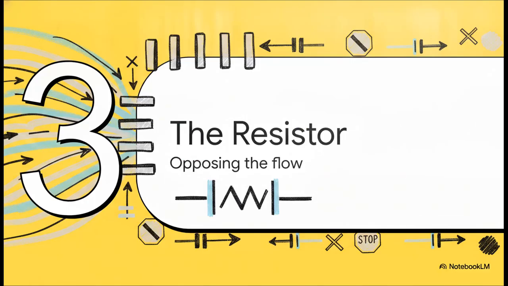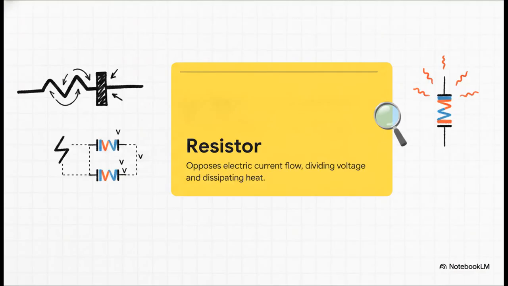Okay, Section 3. Let's look at the resistor, opposing the flow. A resistor does literally exactly what its name implies. It resists or opposes the flow of electric current. It's got a few core jobs in a circuit. First up, it limits current to protect your delicate, sensitive parts from getting fried by too much power. Second, it can divide voltage in what's known as a potential divider. And third, it takes electrical energy, specifically any extra surplus energy, and turns it into heat, safely dissipating it away from the rest of the circuit.